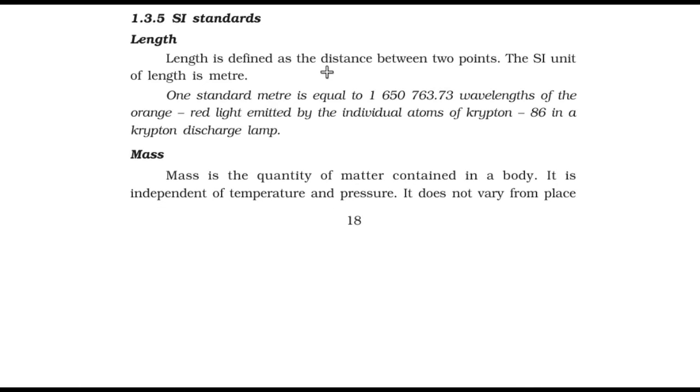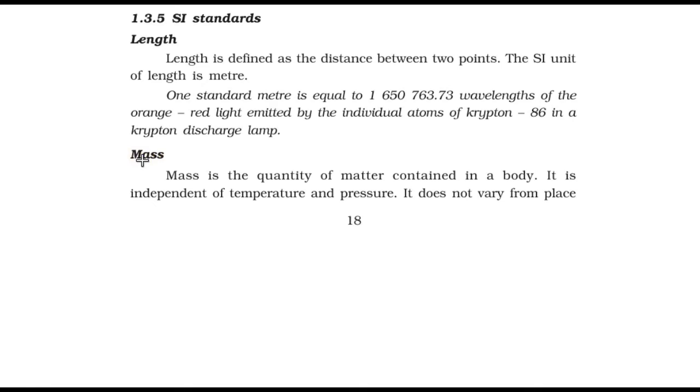Standard length. Length is defined as the distance between 2 points. SI unit of length is meter. 1 standard meter is equal to 1650763.73 wavelengths of the orange red light emitted by individual atoms of krypton 86 in a krypton discharge lamp.